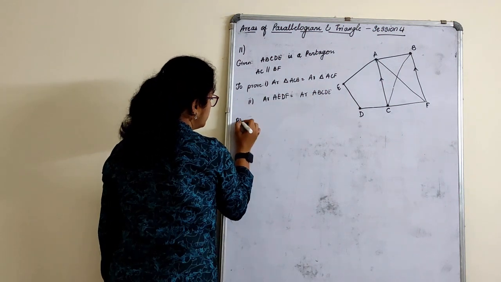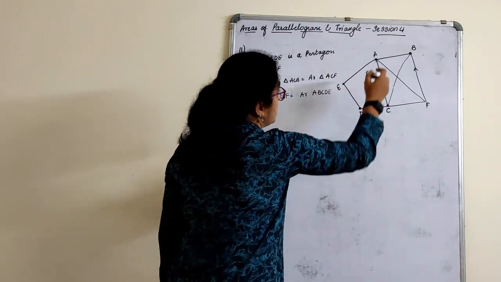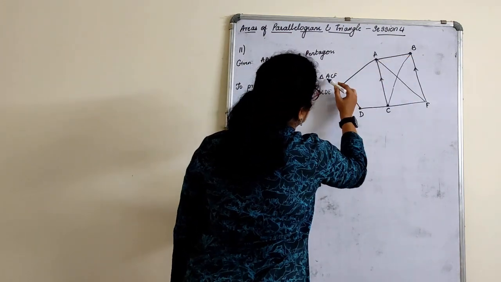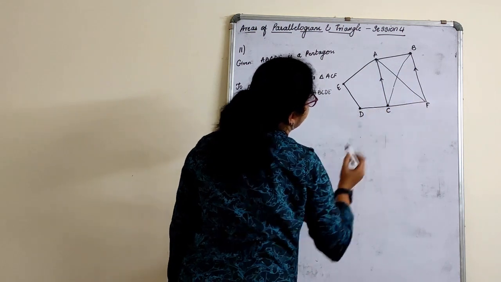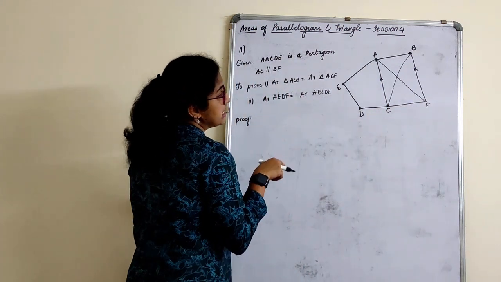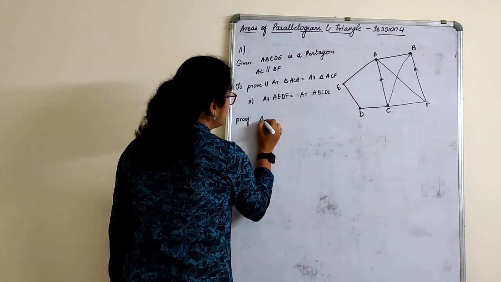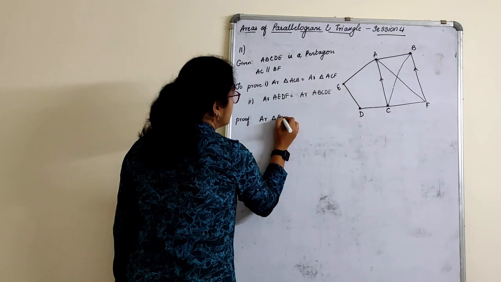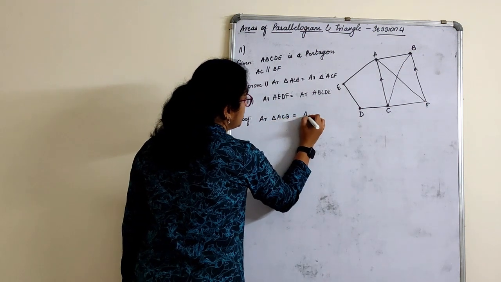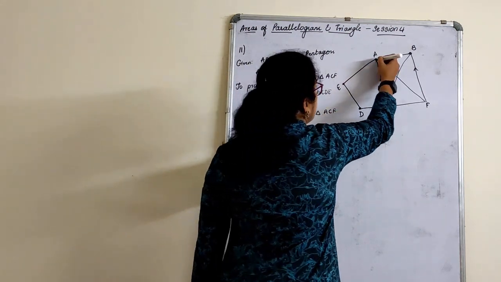First one we'll start with. I think the first one is the direct one. Where is ACB? ACB and ACF. Are they standing on the same base? Yes, on AC and between the same parallels AC and BF. Directly I will tell here: area of triangle ACB is equal to area of triangle ACF.